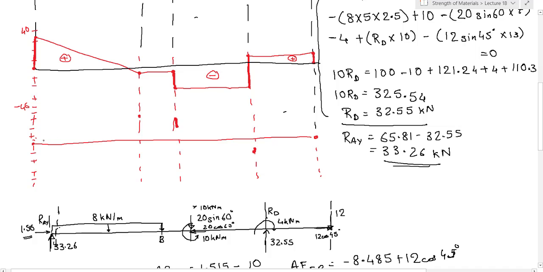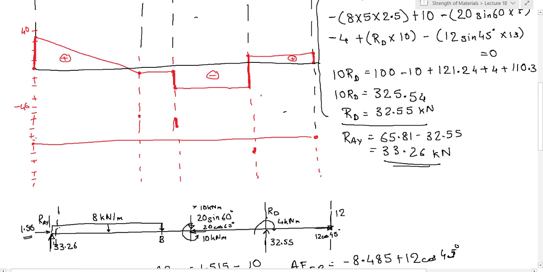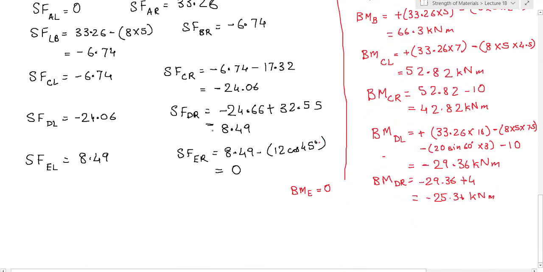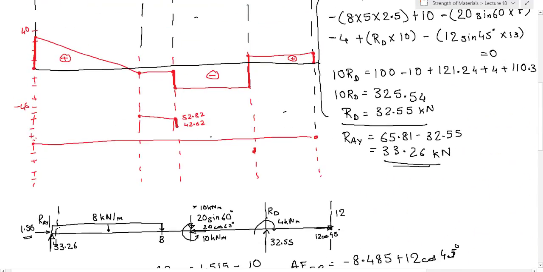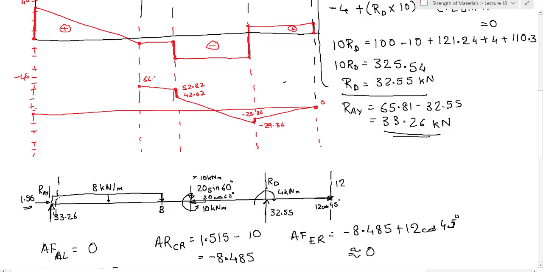So between A and B, it has to be a parabolic curve because there is a uniformly distributed load between A and B. From B to C, it will be an inclined line, right? So B to C will be an inclined line to 52.82. From 42.82, we are going to what? We are going to negative 29.36. So from here to here, from negative 25.36 to here. So this is negative 29.36, negative 25.36 is equal to 0, and what is before? So 66.3. Here we have 66.3. Now here there will be a parabolic curve, right?